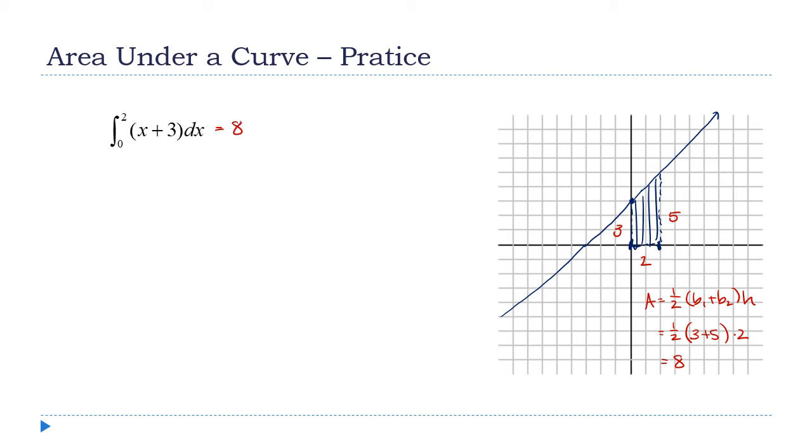Another way you could have approached this, if you didn't remember the formula for the area of a trapezoid, you could have used that geometry technique again and split this up into 2 parts. I split it here, found the area of this triangle, and added to that the area of this rectangle. You got the same result either way.